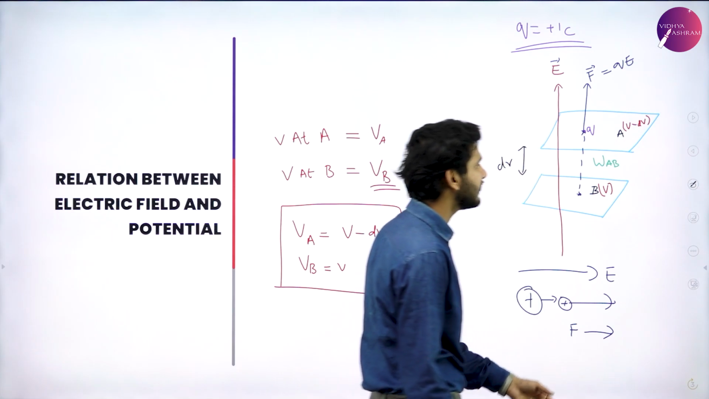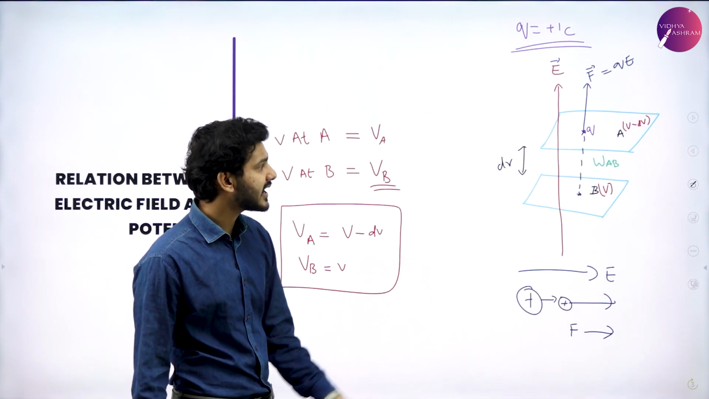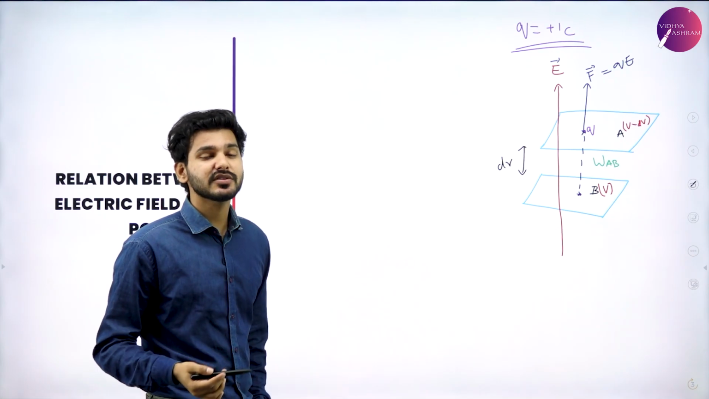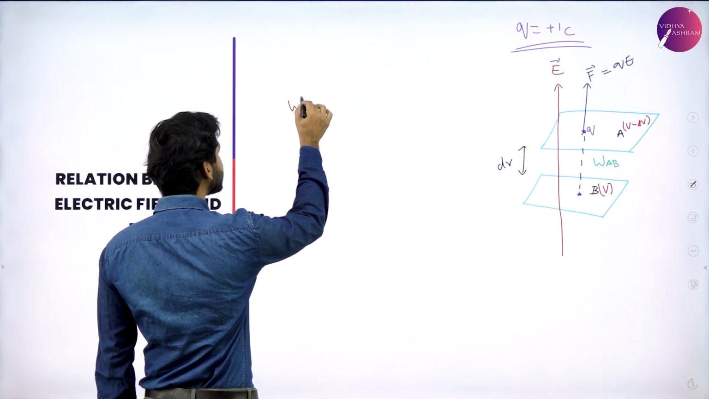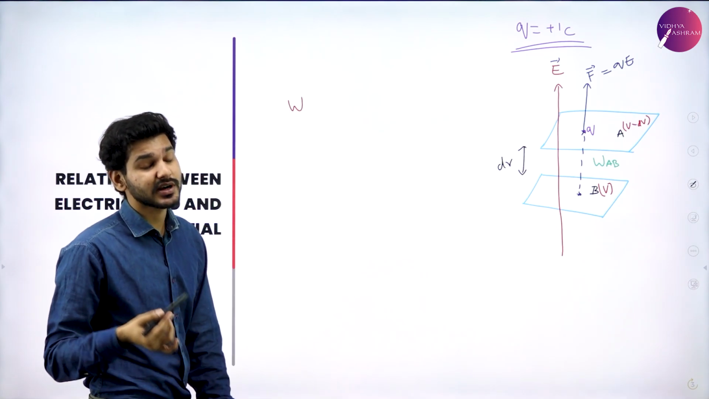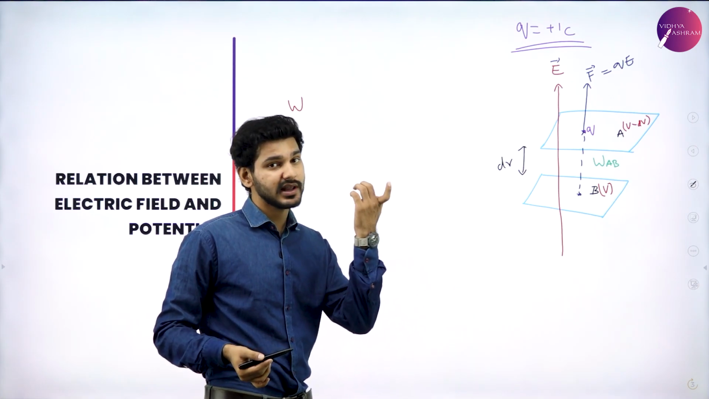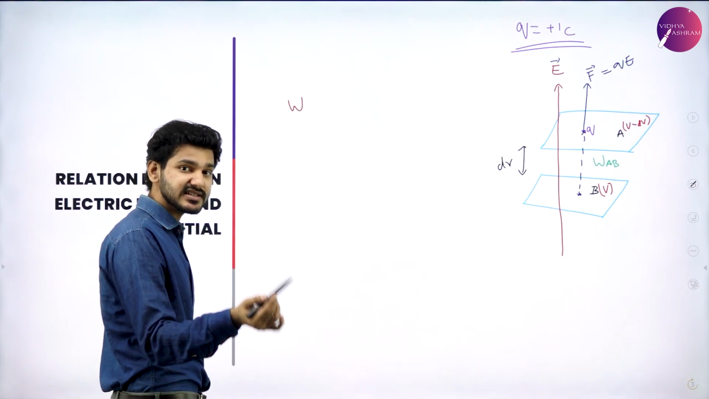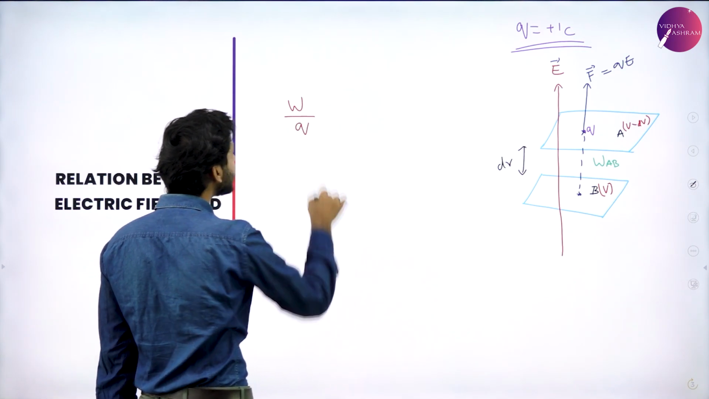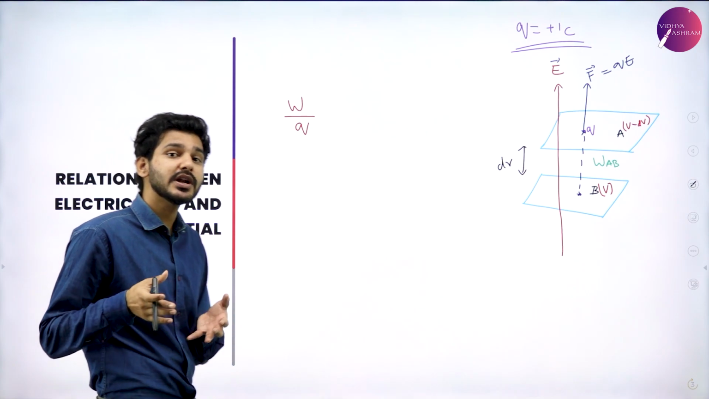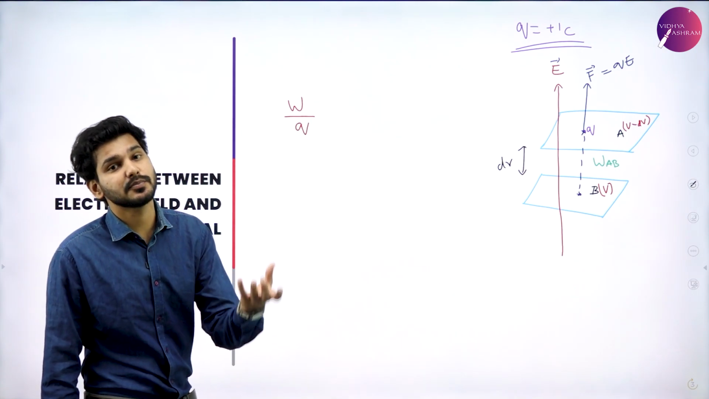That is, I am doing work in moving a charge from point A to point B. That work is denoted as WAB. One more thing to remember from the previous topics we have discussed is that work done is stored as potential energy, but we are discussing in terms of potential only. So not potential energy, just electrostatic potential. So work experienced by unit charge. The work done in bringing a unit charge from infinity to a particular point is defined as potential.